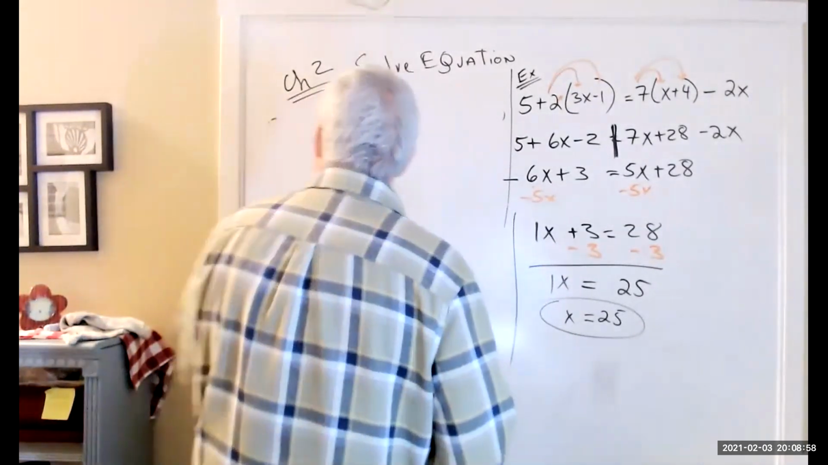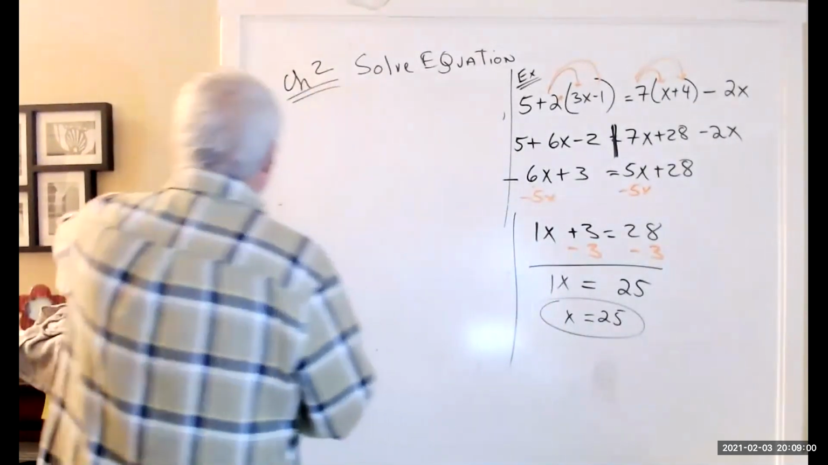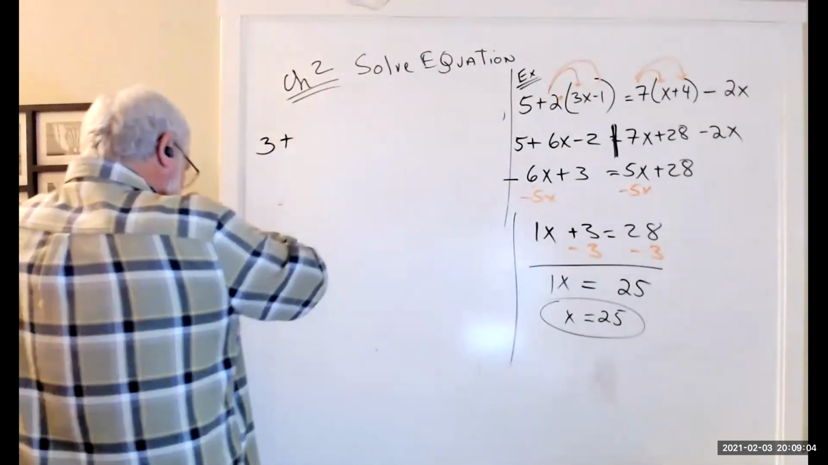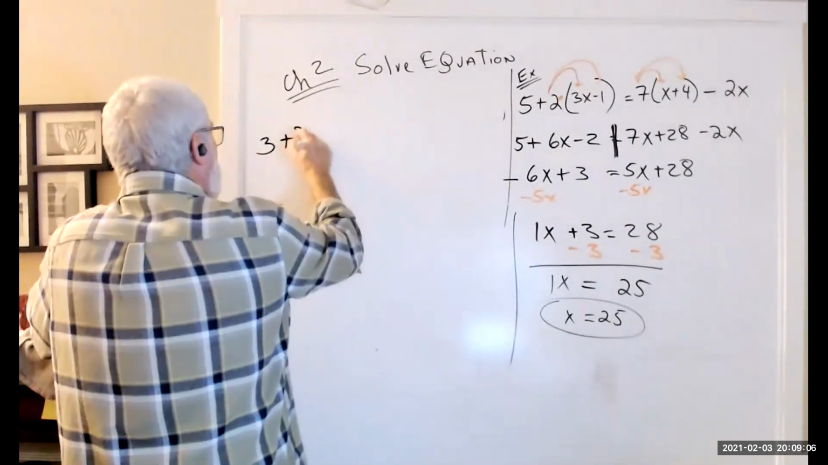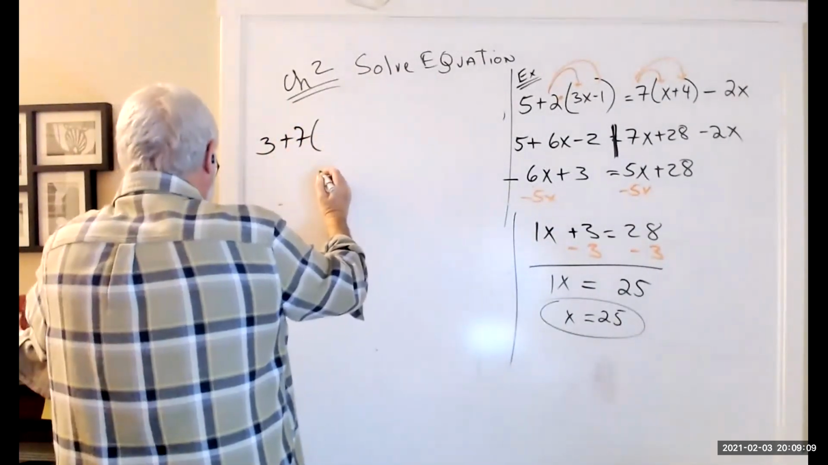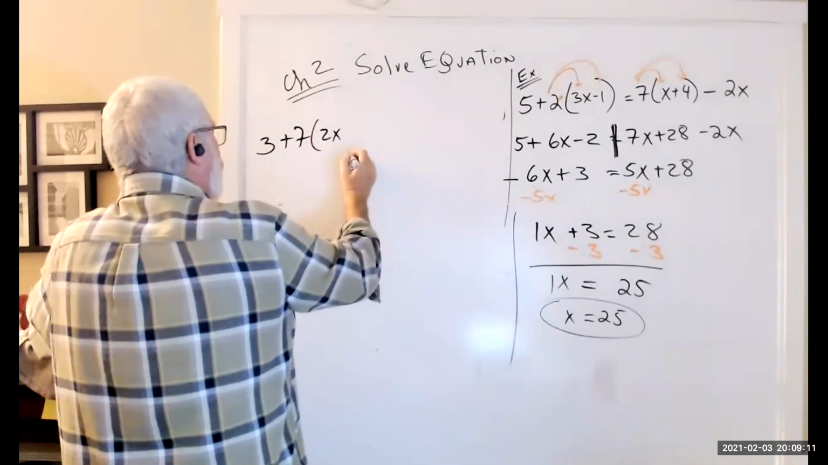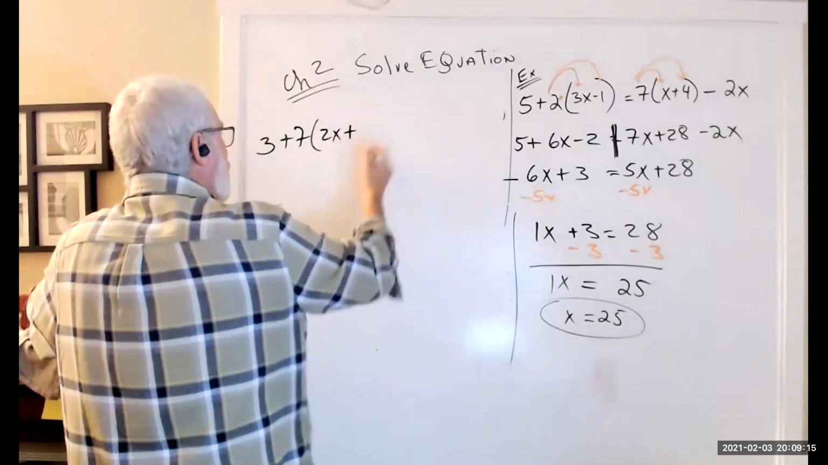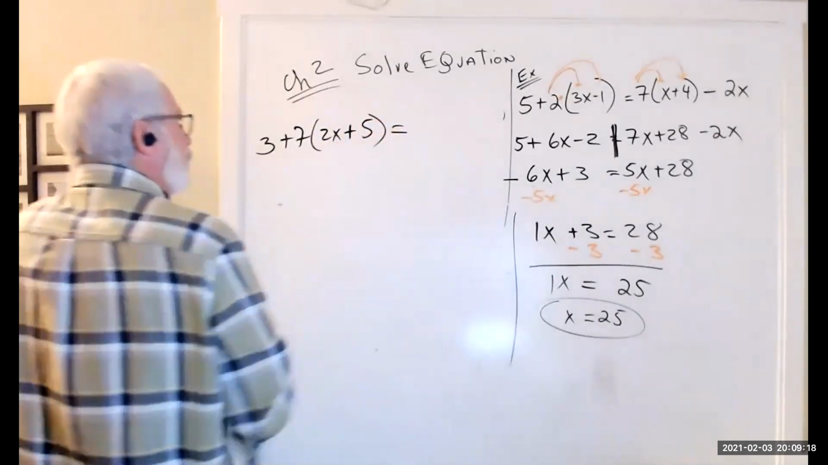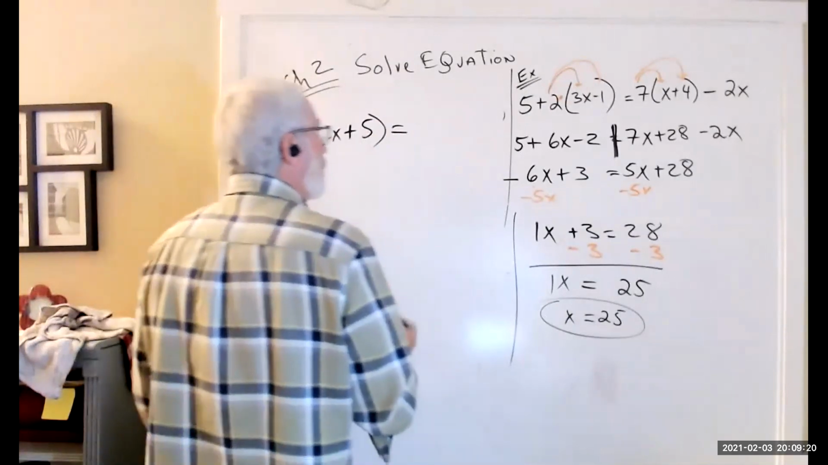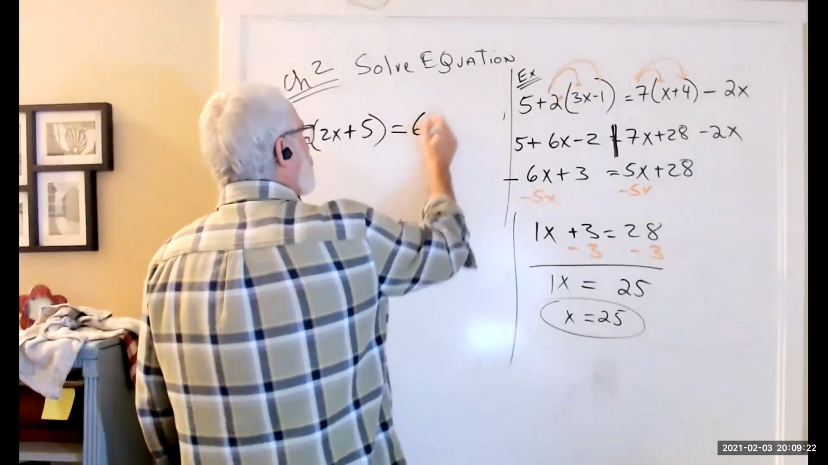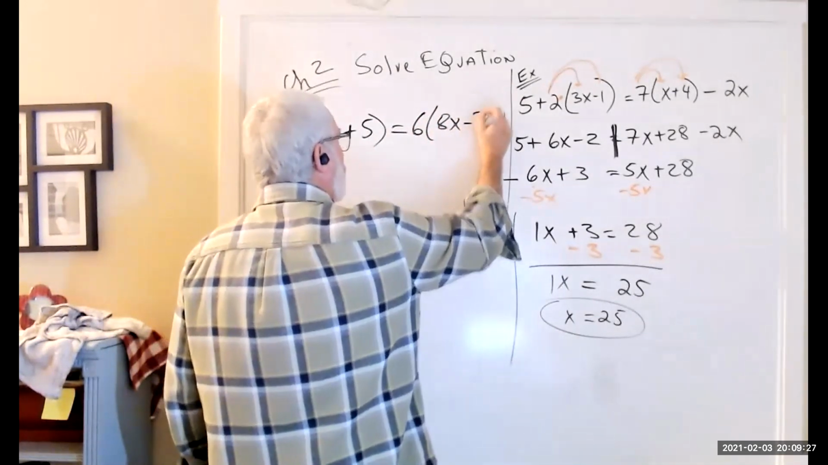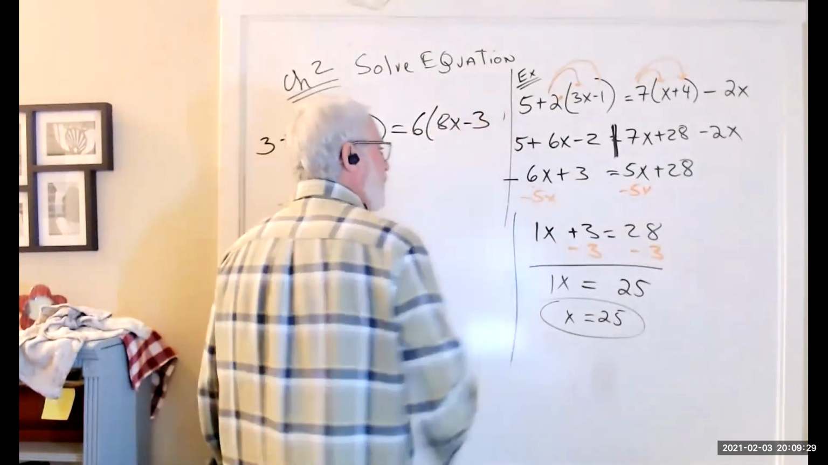Okay, somebody give me a number, any number. 3. Plus, give me a number. 7. 7 times, give me a number. 2x plus or minus, plus a number. I'm going to put 5 equals, give me a number. 6. 6 times 8x minus, I don't know. 22.